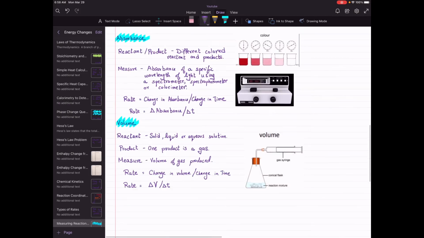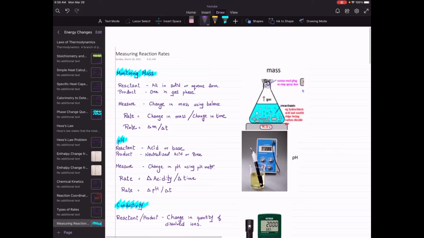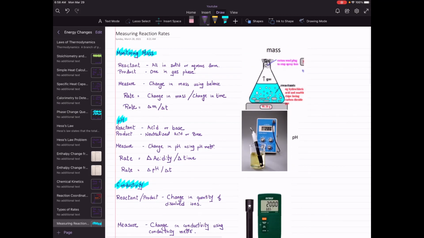You are able to understand that rates of reactions can be measured using different techniques, and it is important to analyze the reaction to determine which technique will best suit us to figure out the rate of the reaction.